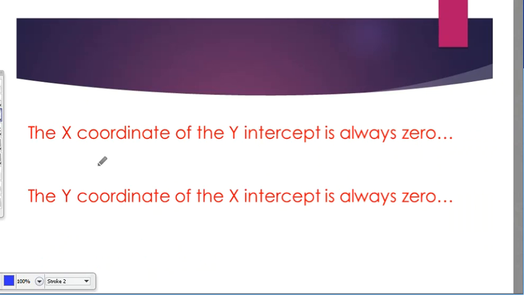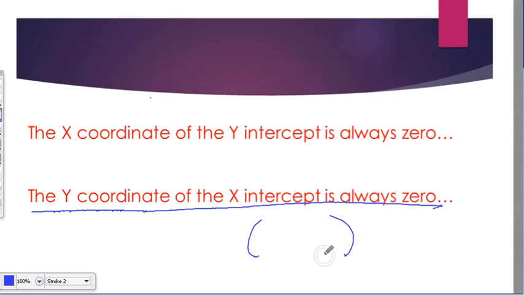Okay, so if a point is the x-intercept, the y-coordinate of the x-intercept is always going to be 0. If a point is the y-intercept, the x-coordinate is always going to be 0.